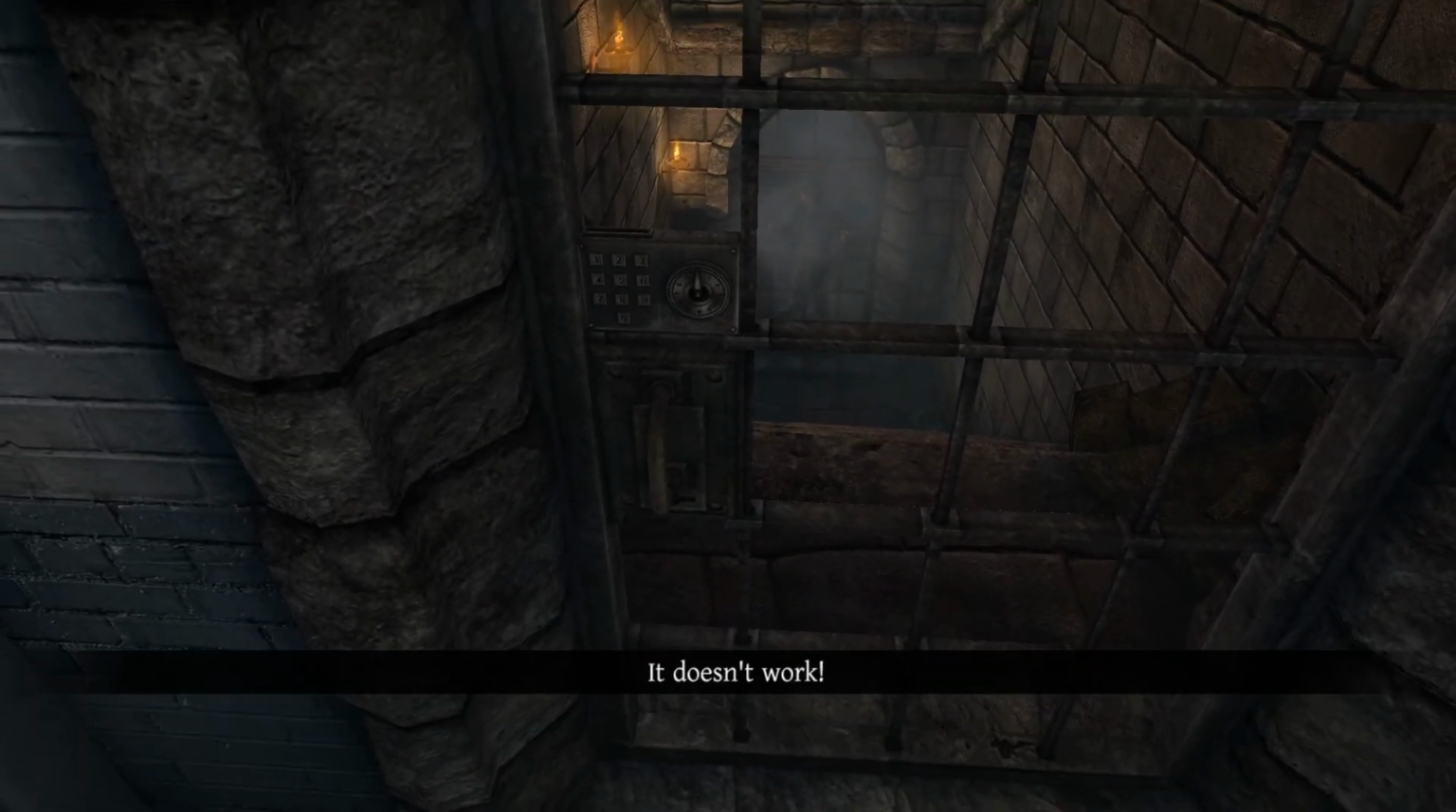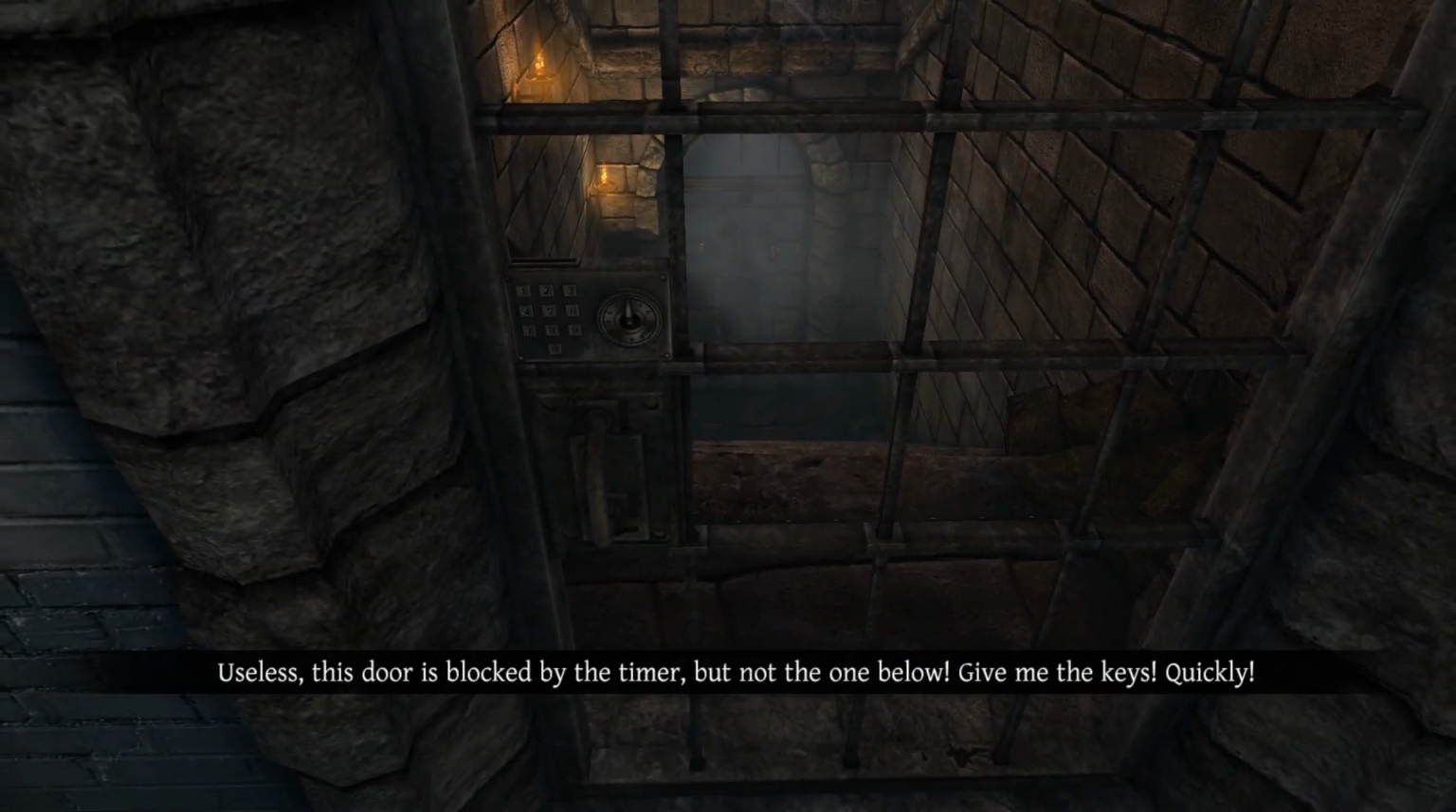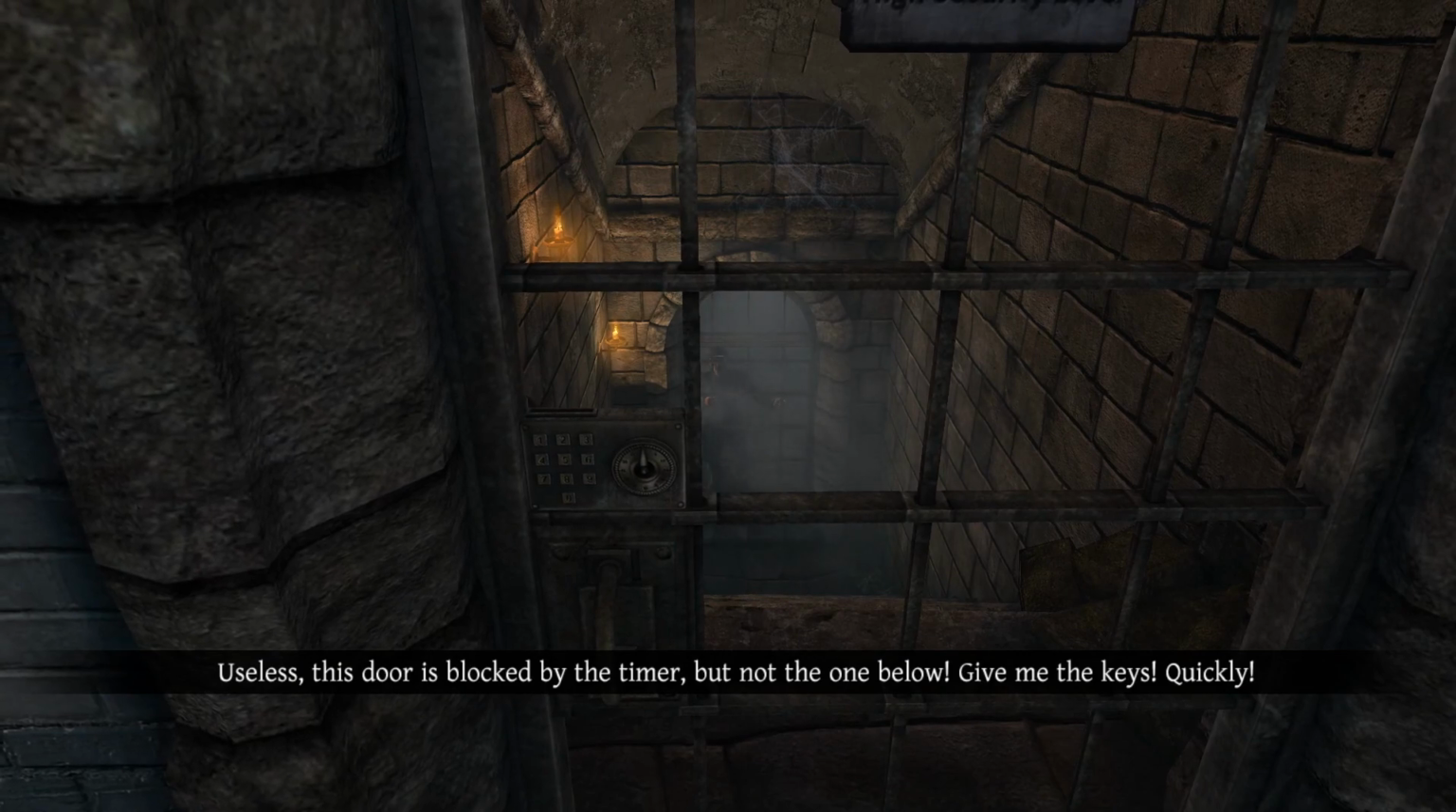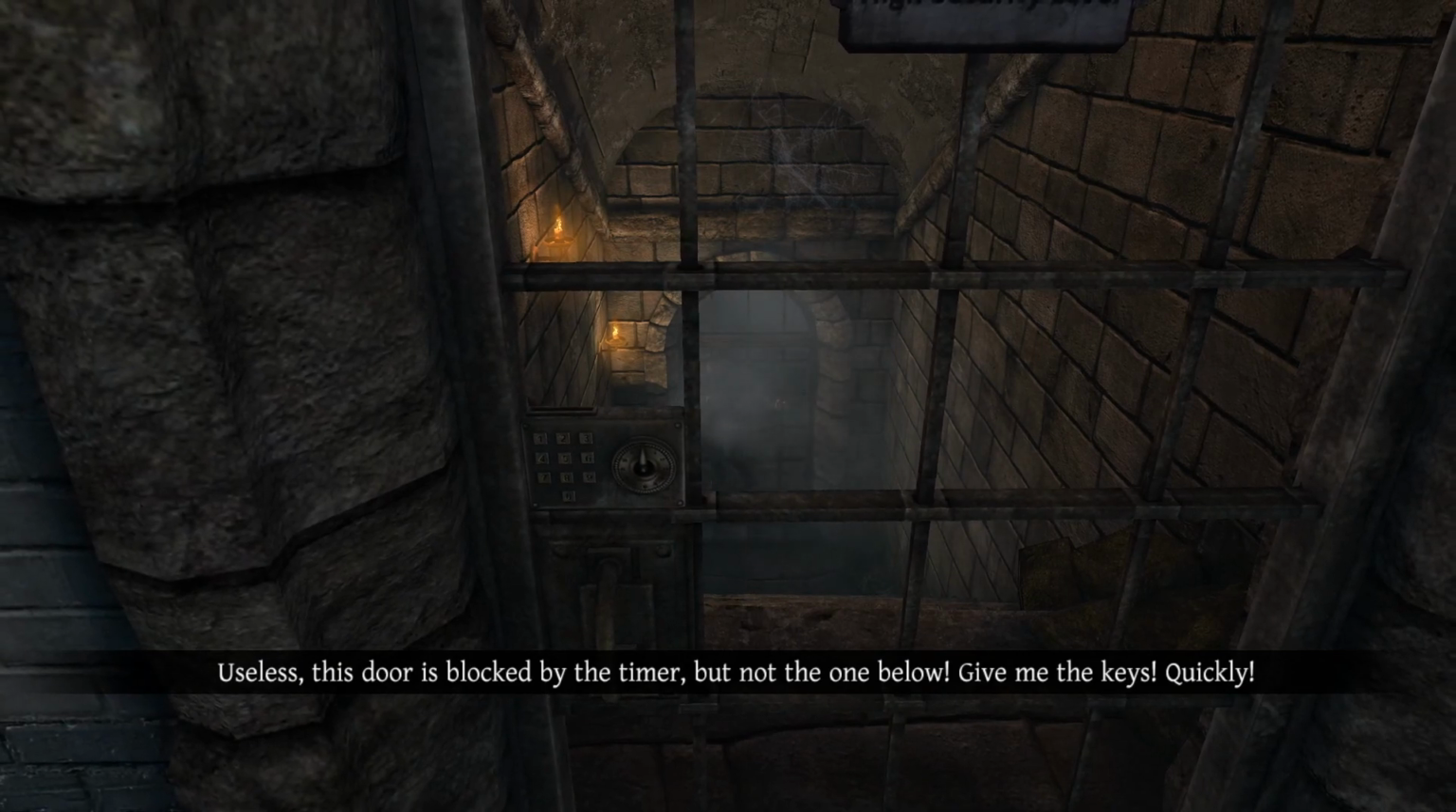It doesn't work. Useless! This door is blocked by the timer, but not the one below. Give me the keys, quickly!